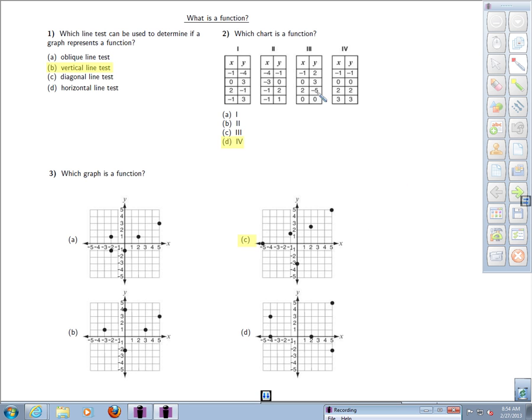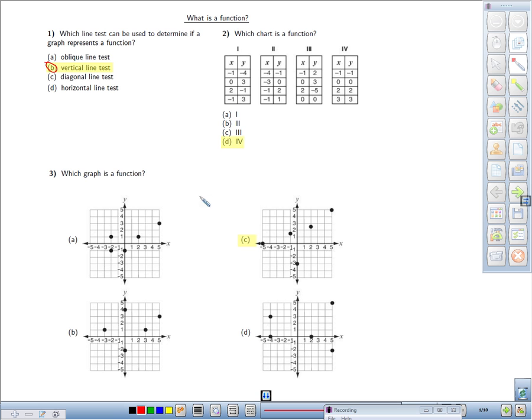So let's get started. Number one, which line test can be used to determine if a graph represents a function? If you've been paying any attention at all, it should be obvious. It was the vertical line test. No more explanation needed.